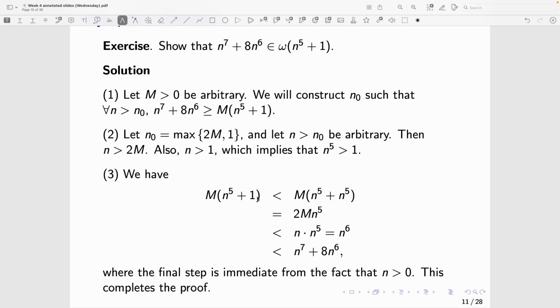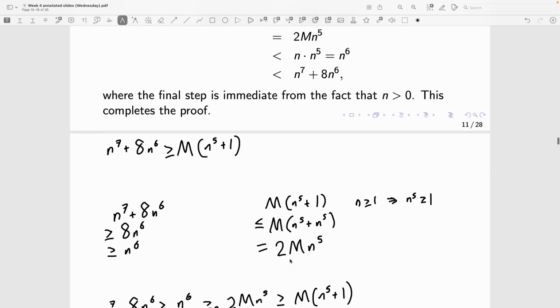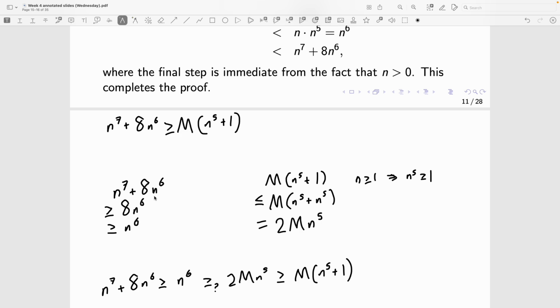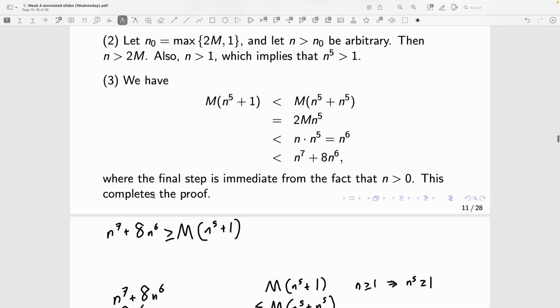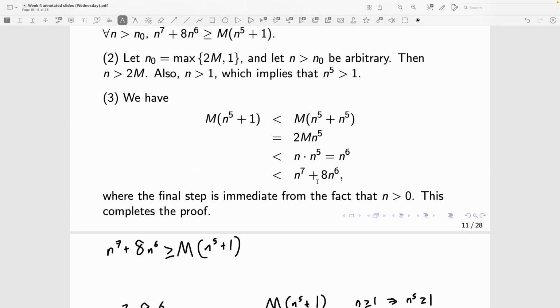So we use a rounding up trick that we detailed here to turn 1 into n to the 5. We get 2mn to the 5. Use the fact that n is greater than 2m to get this. And then, just like we are allowed to take stuff away to get a smaller expression, you can just add stuff to get a bigger expression.